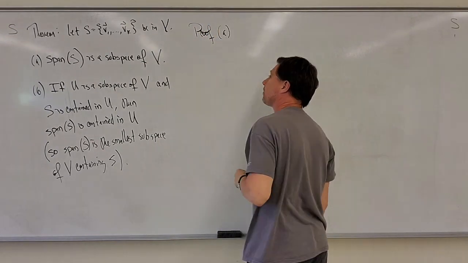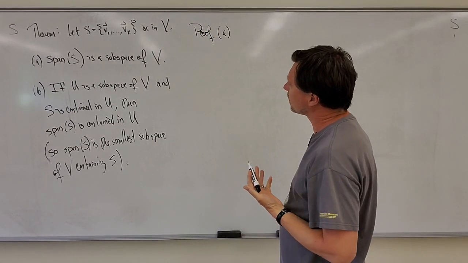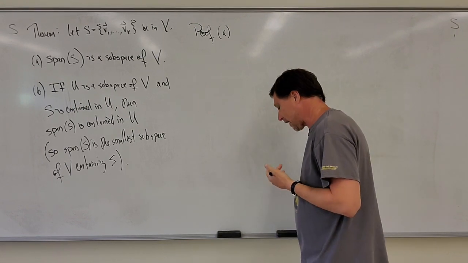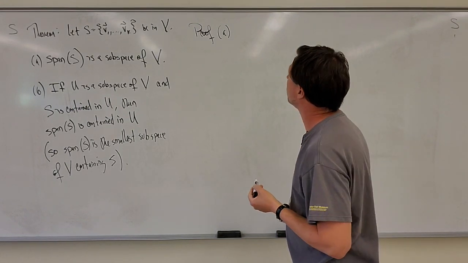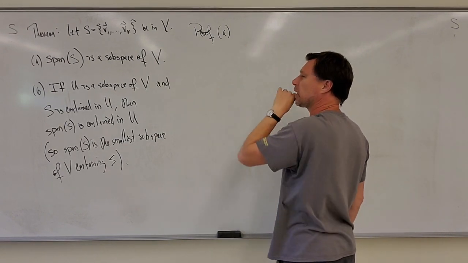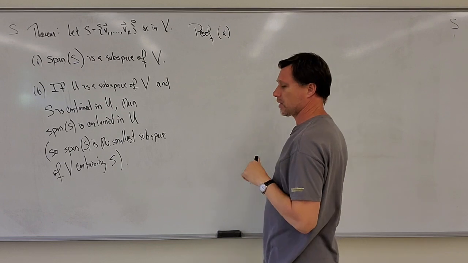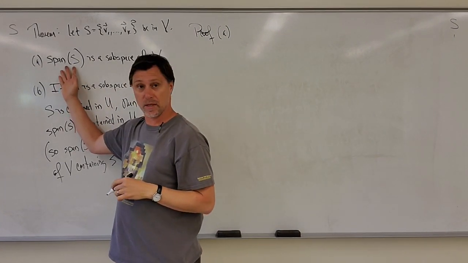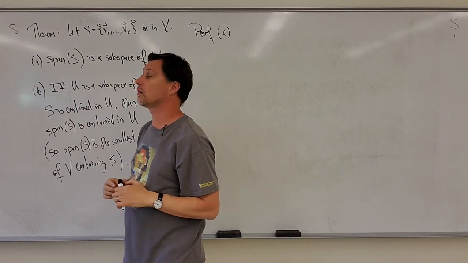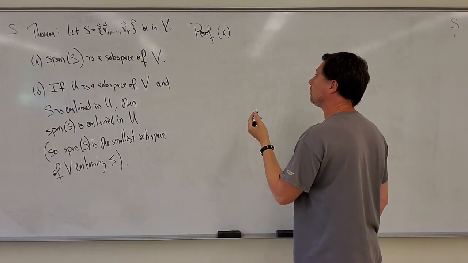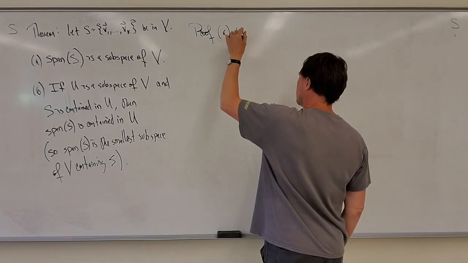So for part A, I need to show that it's a subspace, and how do we do that? Well, we use the technique that we learned last time called the subspace test. So it goes like this. To apply the subspace test, I need to show that the set is non-empty and that it's closed under addition and scalar multiplication.